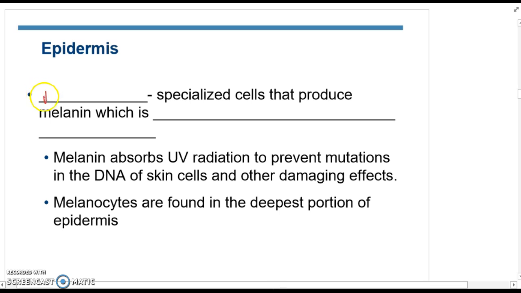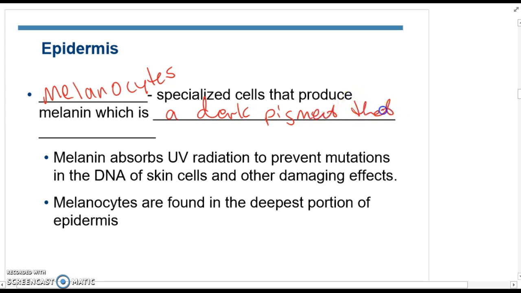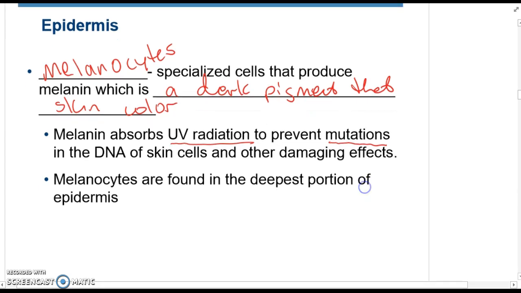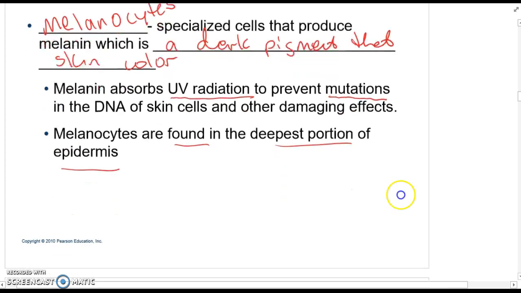Continuing with epidermis, the things that are specialized, so I'll go ahead and start here. Melanocytes. These are specialized cells that produce melanin, which is a dark pigment. That is what actually gives you skin color. It absorbs UV radiation, and that's what hopefully and usually prevents mutations, which could lead to cancer. And they're found in the deepest portion of the epidermis, at the very, very lowest portion.